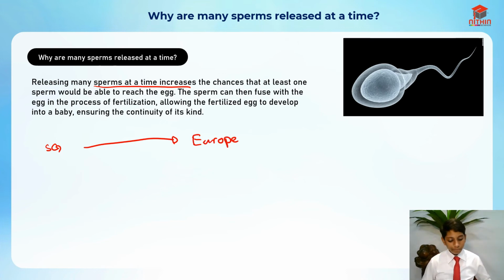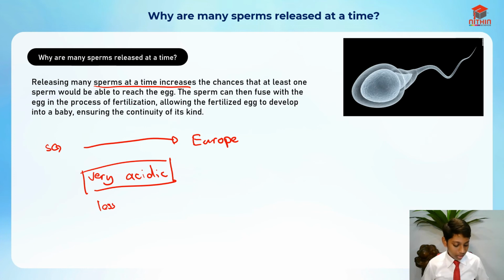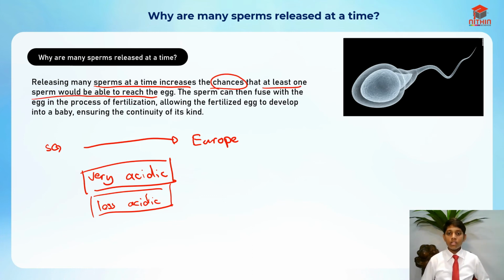And not only that, the woman's body is actually very acidic, and thus many sperms die on the way getting there. So a less acidic female body is better, but we don't know whose body is more acidic or less acidic. So that's why the males have to release many sperms at a time to increase the chances that at least one sperm would be able to reach the egg, because it's very hard for even one sperm to reach the egg.